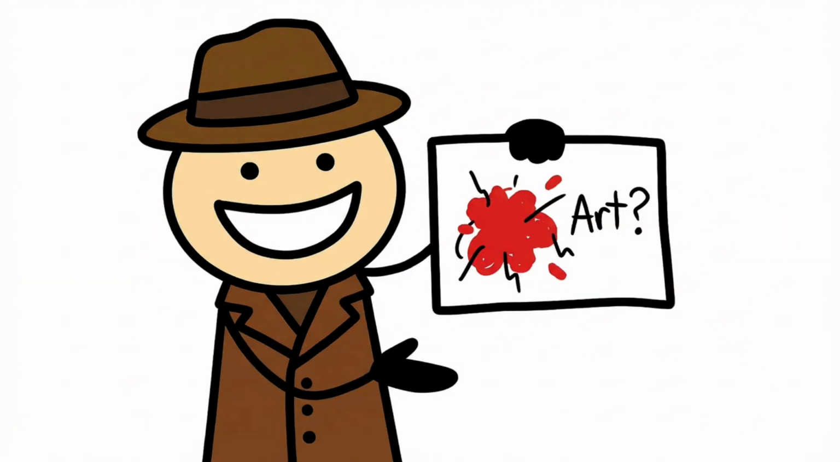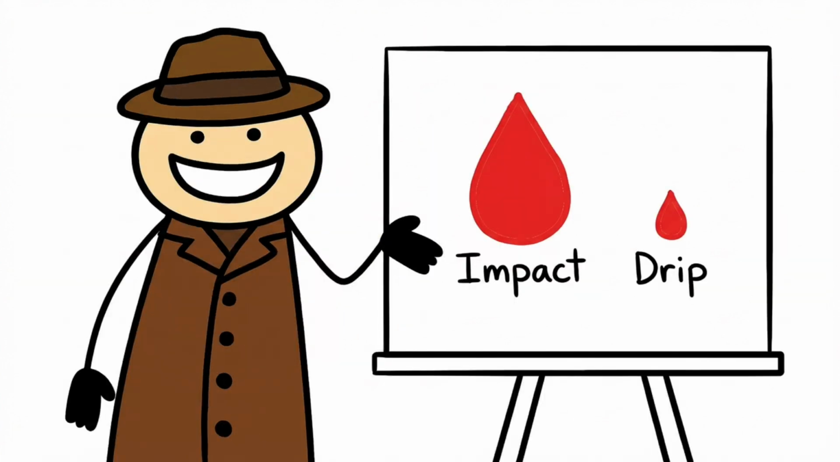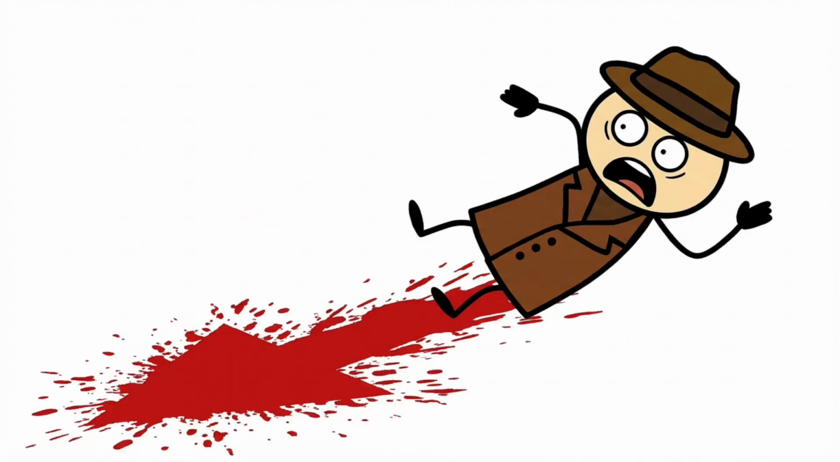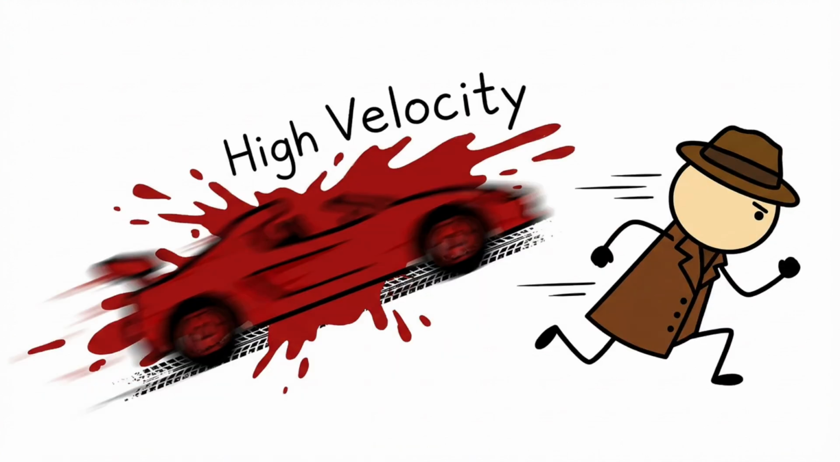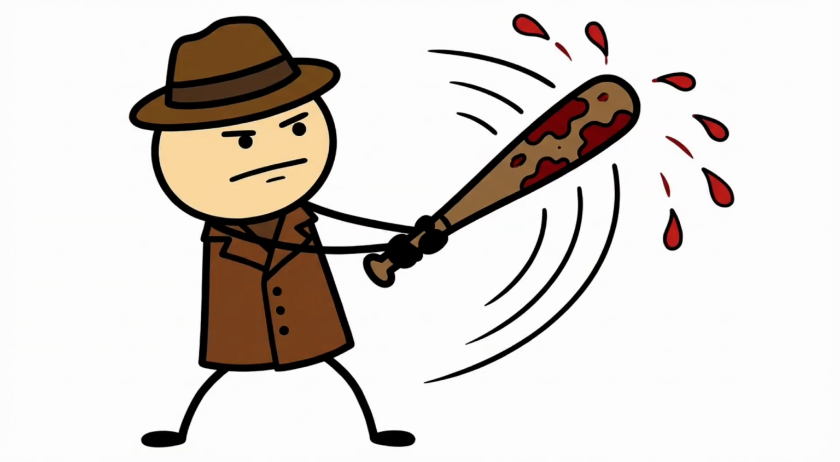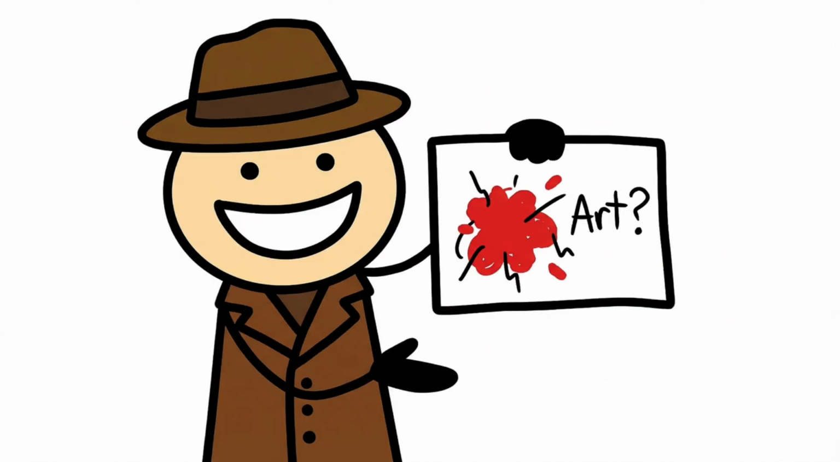Different actions create different patterns. Passive drops fall straight down from gravity. Boring. Transfer stains happen when something bloody touches something clean, like a handprint or shoe print. Impact spatter is blood flying through the air from violence, beatings, stabbings, gunshots. The faster the force, the smaller the droplets. Cast-off patterns come from blood flinging off a weapon mid-swing. Each swing creates its own arc, so analysts can literally count how many times someone got whacked.